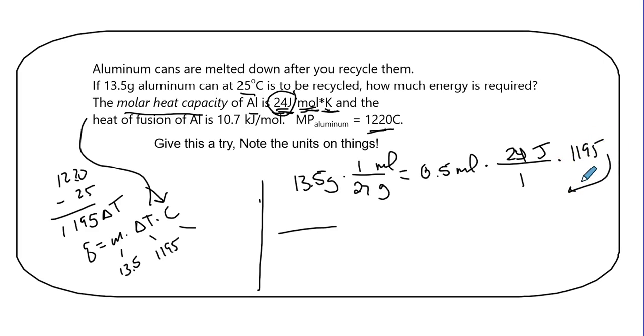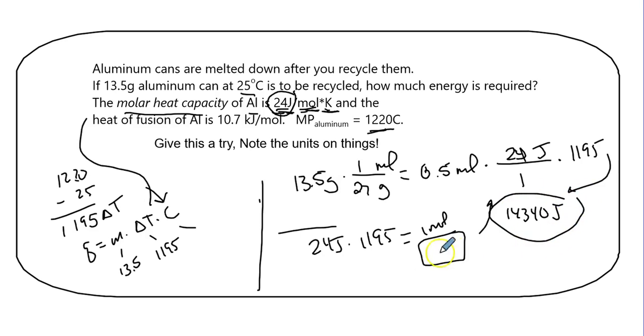And again, you could think of it in a lot of ways. You could go 24 times 1195, and that would be for 1 mole. I'll restate that. I did the half first, but you could go 24 joules per mole Kelvin times 1195, and that's going to give you the energy to warm up 1 mole. But I want half of that, so you can cut it in half. Same thing here. So we've got 0.5 times 24 times 1195, and I get 14,340 joules of energy. Okay, that just warms it.